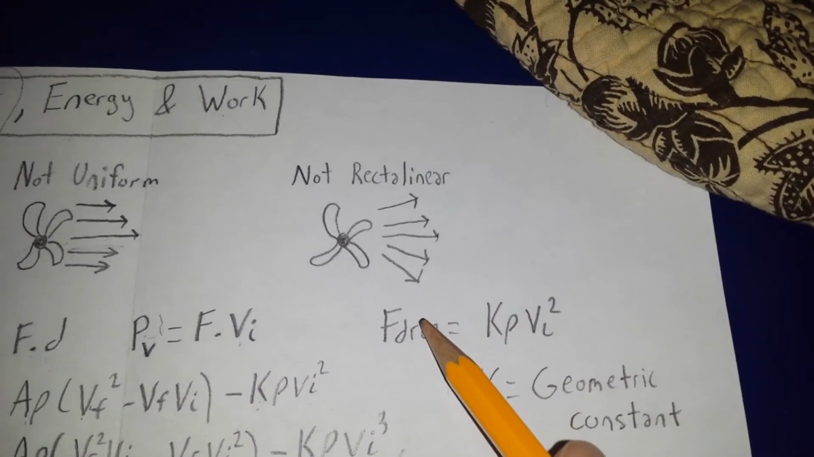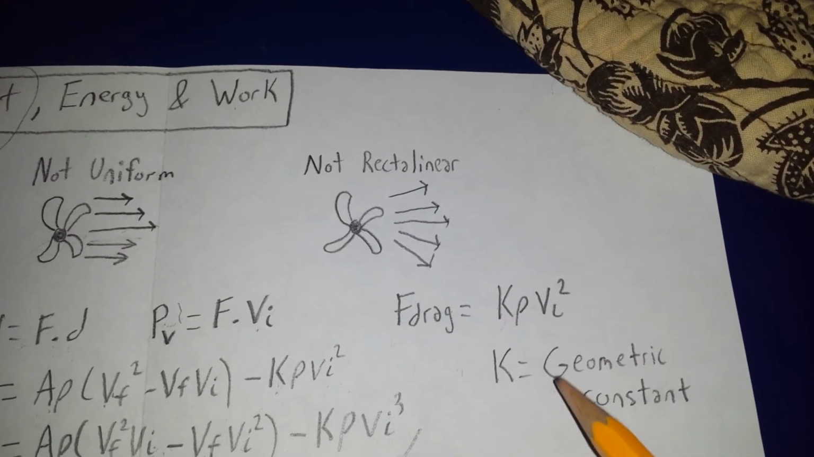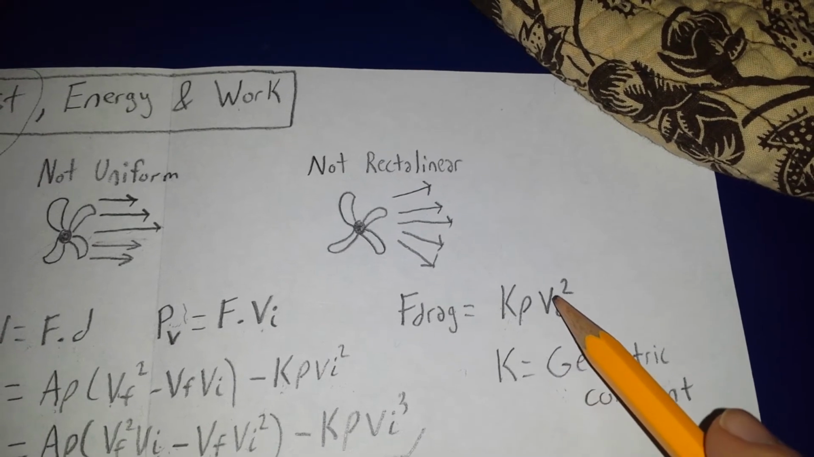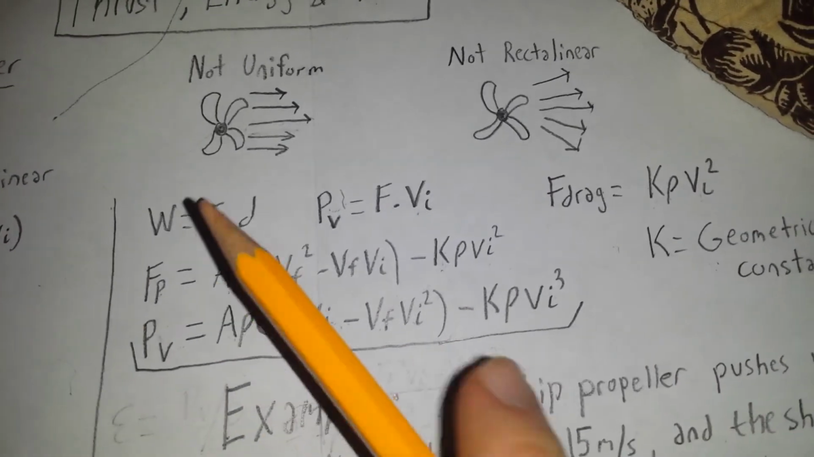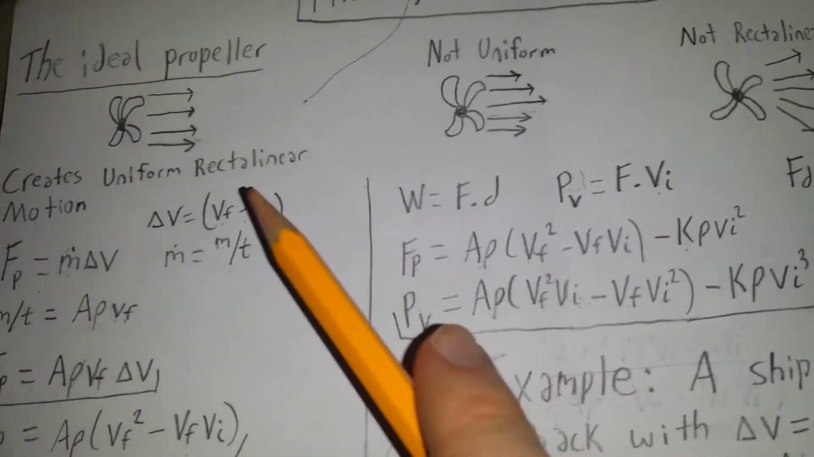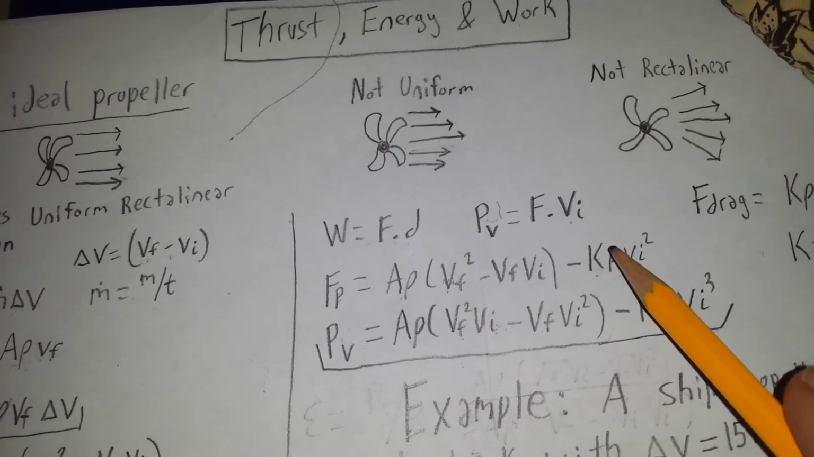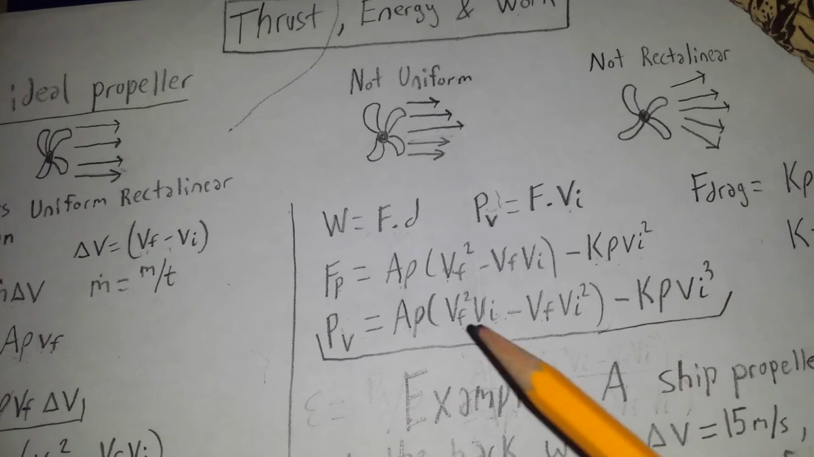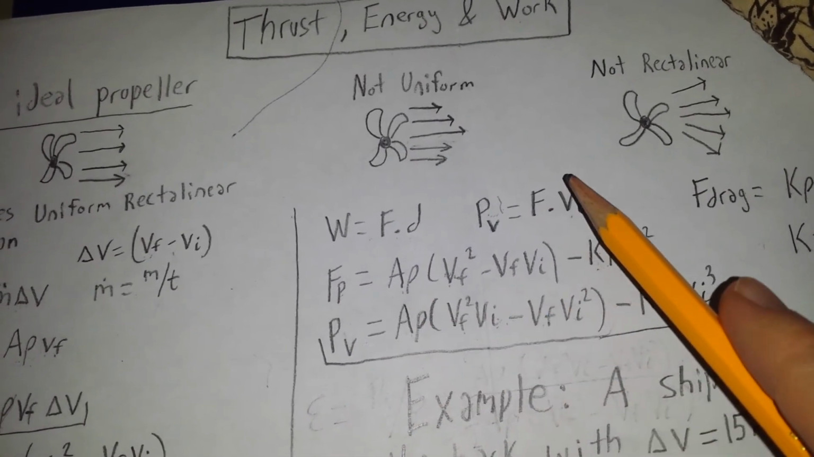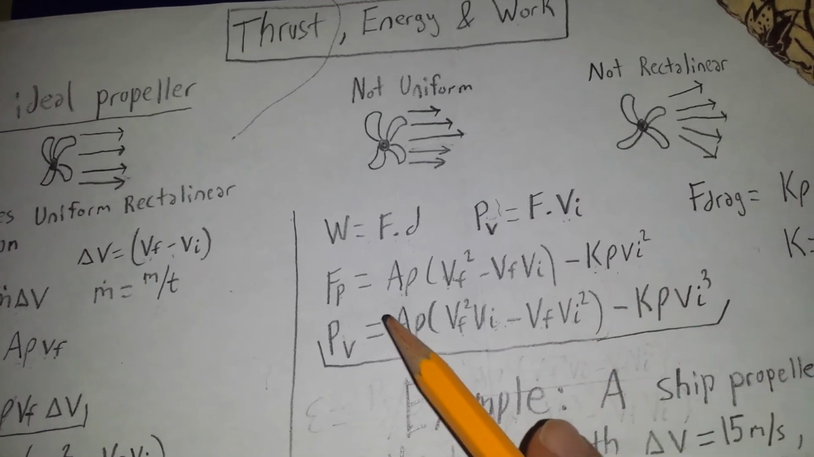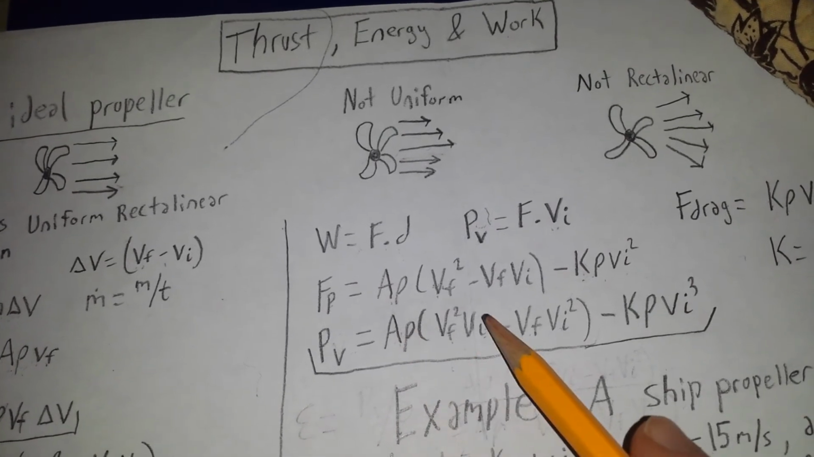Now, we can also introduce the force of drag on the ship, which is K, a geometric constant, times rho, times the velocity squared, the velocity of the ship. And we subtract that drag from the force we found earlier. This is the force of the propeller, and this is the drag force. And we multiply this entire force by the velocity of the ship to get the power. And the power simplifies to this equation here.